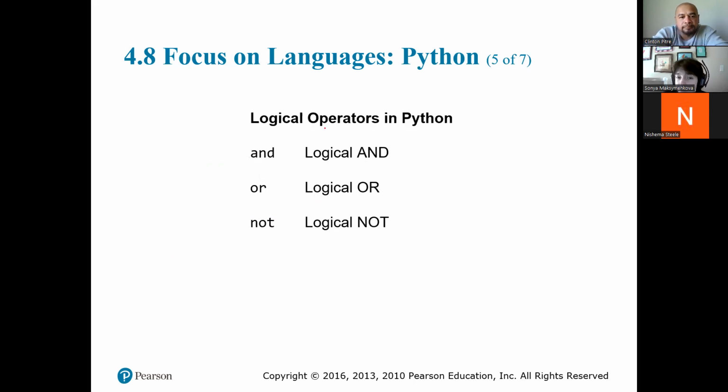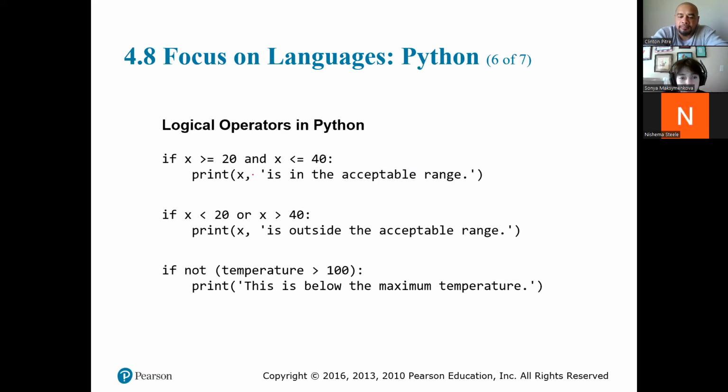This is how you would type your logical operators in Python. This is AND, this is OR, this is NOT. So the same as these, just not capitalized. And this is how you would use your logical operators. So if x is greater or equal to 20 and x is less or equal to 40. Remember, AND for inside the range, OR for outside the range. So the same thing, just everything is lowercase.